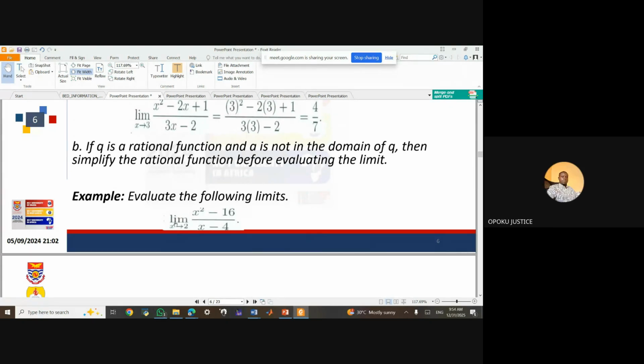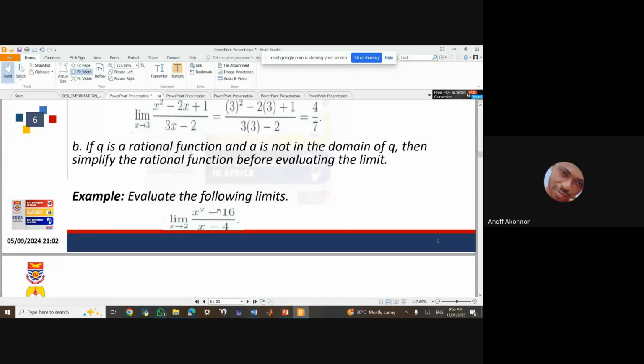Okay. So this means that the a value is not in the domain, because you are told that x equal to 4 is not part of the domain. So part b says that if q is a rational function and a is not in the domain of q, then simplify the rational function before evaluating. So let's simplify this function. Can you simplify x squared minus 16 over x minus 4?